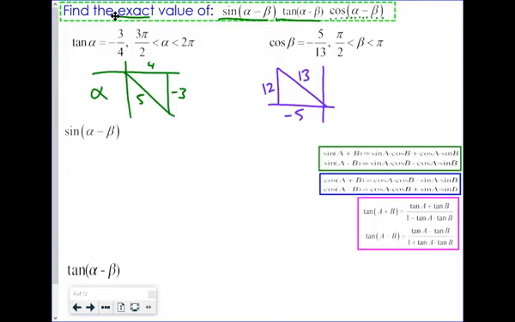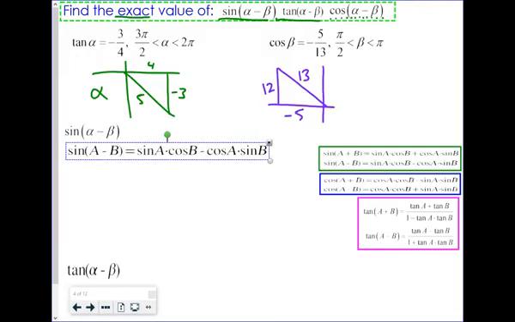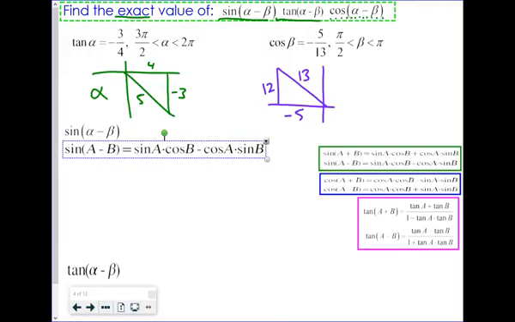Okay, let's do these questions then. If I wanted to find the sine of alpha minus beta, pull over your identity, write out your identity. We're going to use the same sine sandwich with a minus in the middle. So write that out. And basically, I'm going to be a little lazy. A is alpha, B is beta.